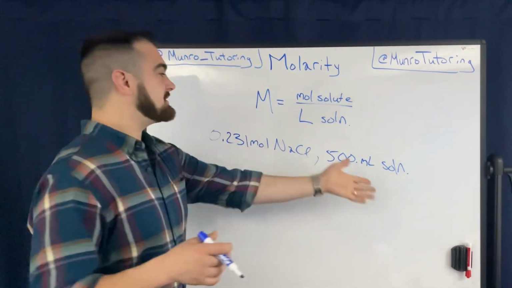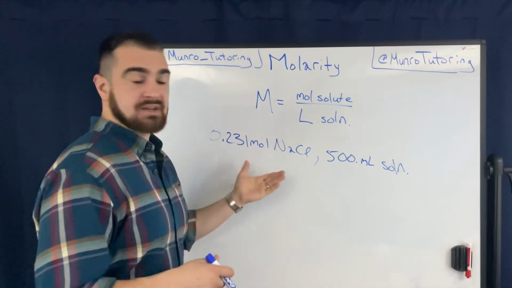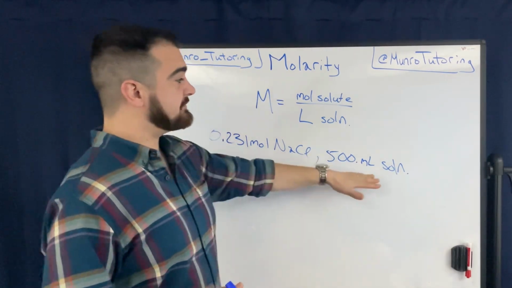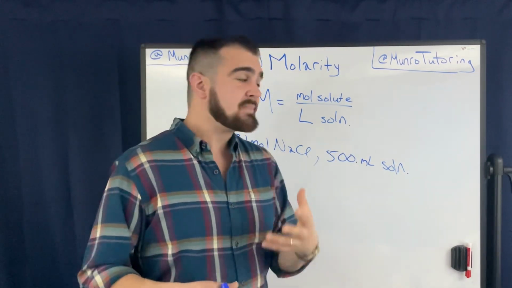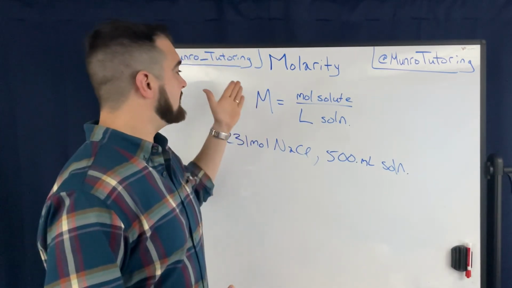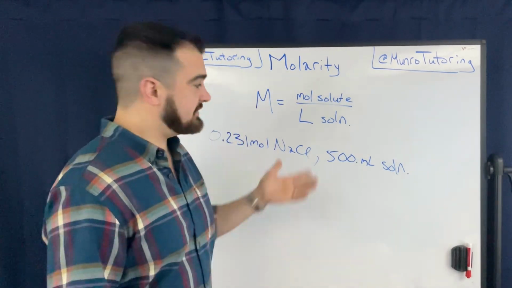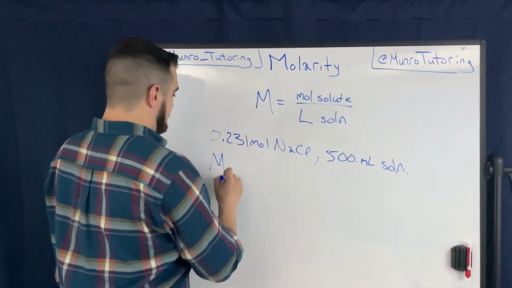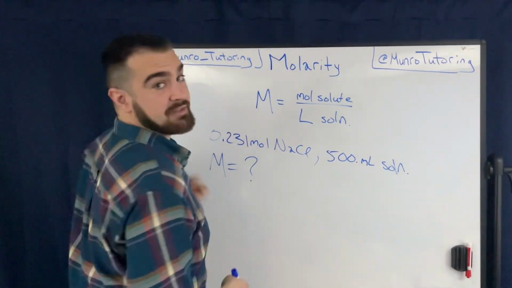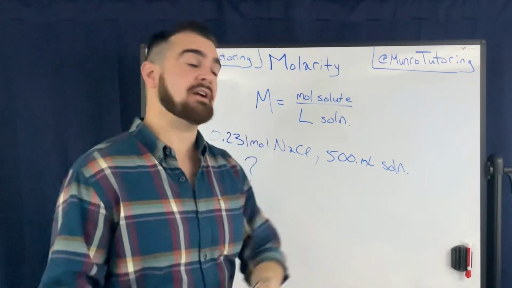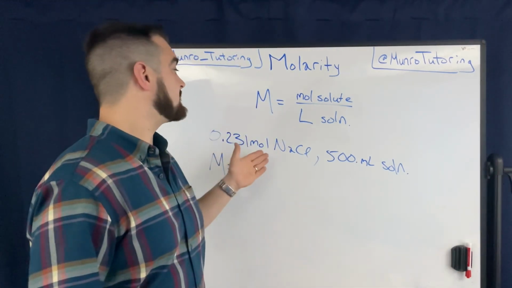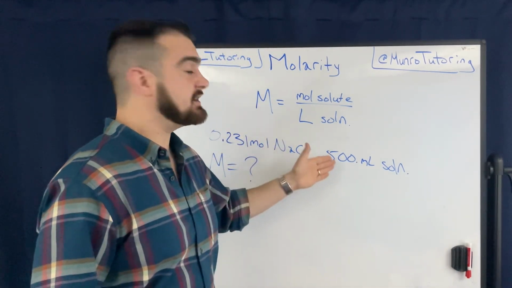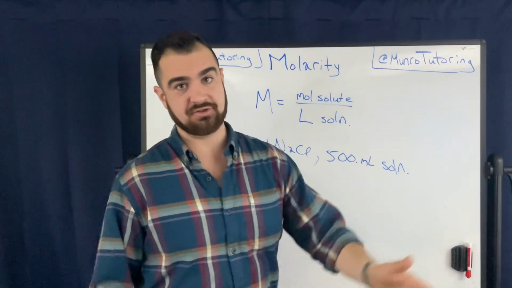So now, what do we do with this information? They gave us moles of a solute, and they gave us the volume of the solution. If we look at the definition of molarity, they're asking us for molarity in this question, by the way. So let me write that somewhere. Capital M is equal to question mark, right? That's what the question is asking. What is the molarity of 0.231 moles of sodium chloride dissolved in enough water to make 500 milliliters of solution?